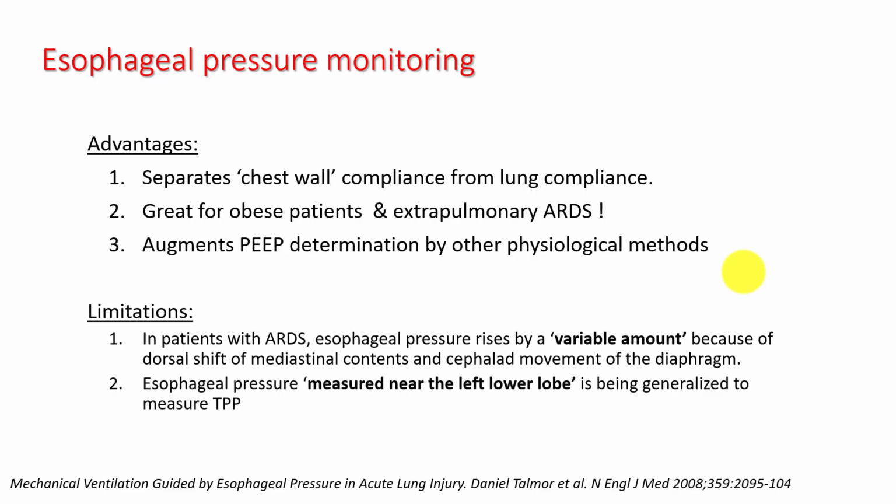The measurements of the esophageal probe can be a little tricky, as the pressure inside the pleural cavity depends upon the placement of the esophageal probe, and you're just measuring the pressure of the pleura near the left lower lobe, and it may not be generalized to the other parts of the lungs. And as you breathe in and out, the rise in the esophageal pressure can be very variable.